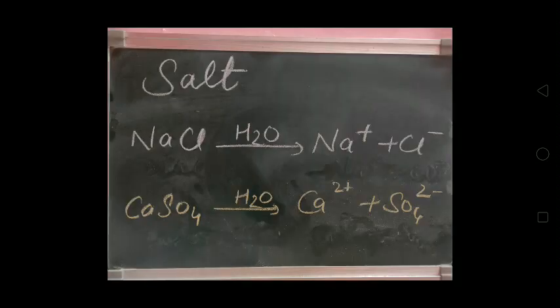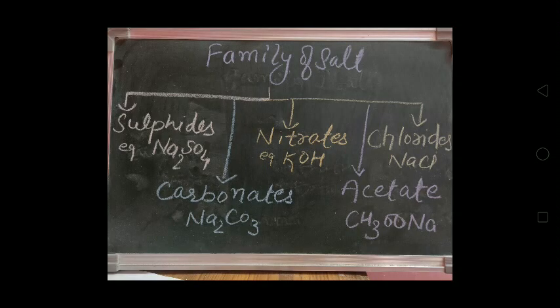So in this way, we can say that salts are ionic compounds and they are formed after the neutralization reaction between acid and bases. Now let's talk about the different families of salt. Different families of salt depend upon which type of acid is used to prepare the salt. Like sulfates are the salts which are obtained from sulfuric acid. Examples are sodium sulfate and copper sulfate.